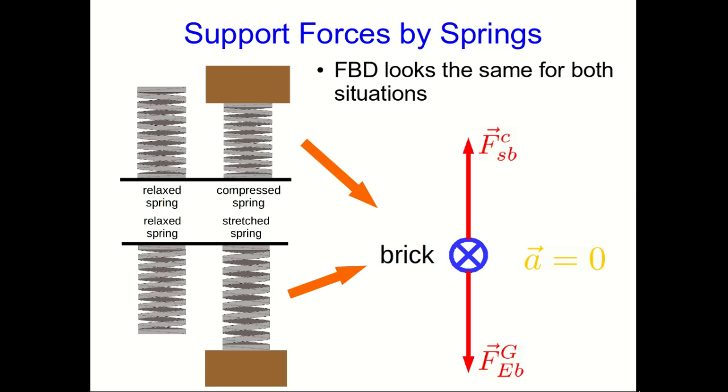And notice that in both cases what we have for the brick is that it has a downward gravitational force due to the Earth and an upward contact force due to the spring. And because it's being held stationary, so its acceleration is 0, we know that those two forces are equal in magnitude. But also notice that that means the free body diagram looks exactly the same for both cases.